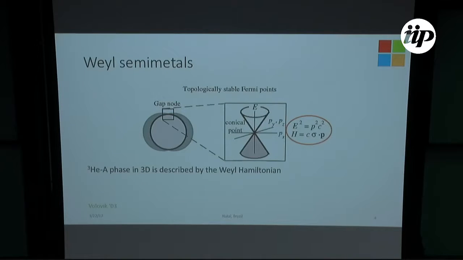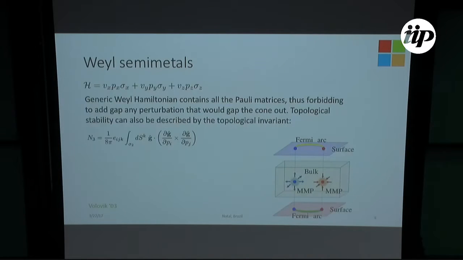Let's look at them in slightly more detail. Let's just rewrite the Hamiltonian I wrote in the previous slide. Then one sees that all the possible Pauli matrices enter this Hamiltonian. So naively, even if you want to try to add a term which gaps out this point, you cannot add any Pauli matrices. You can either shift the position of this Weyl point in energy or in momentum, or you can tilt the dispersion by changing the velocities.